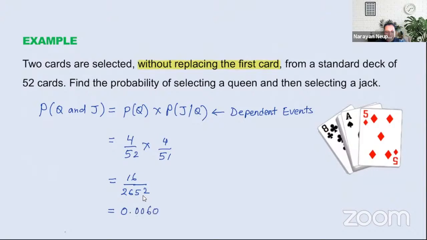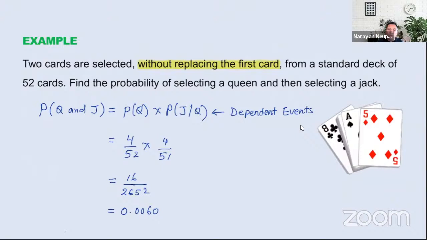If I write up to 4 decimal places, 0.0060. So this is the example based on the dependent events. Events should occur in sequence. The keyword should be "and" in the problem. So in that case, you'll use the multiplication rule for probability.